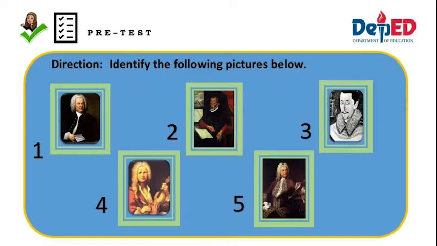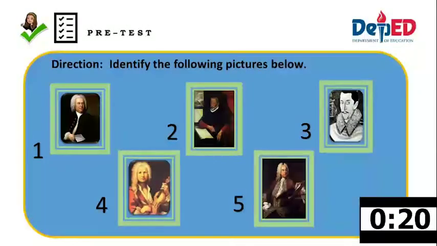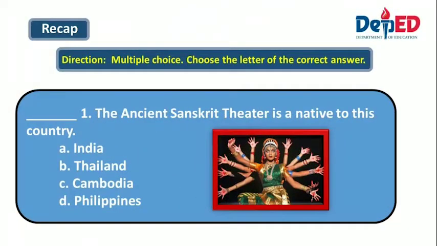Before we go to our lesson today, I want you to get a pen and paper and answer this pretest. Direction: Identify the following picture below. You have 20 seconds to do it. The time starts now. Okay, time is up. We will be answering the pretest later. In the meantime, let us have a short recap about your Music 8 lesson.